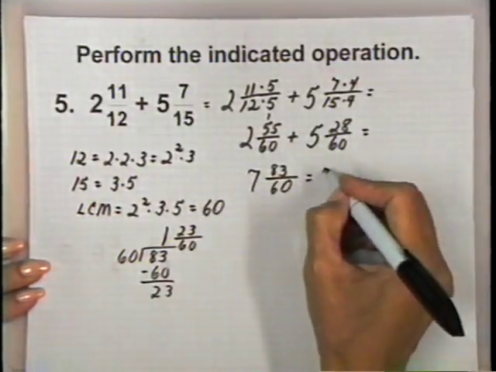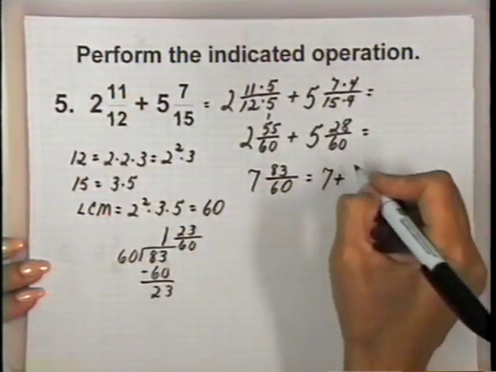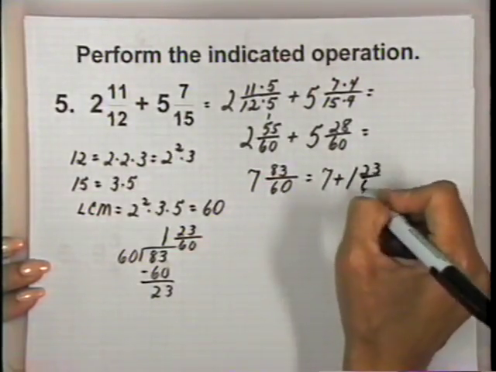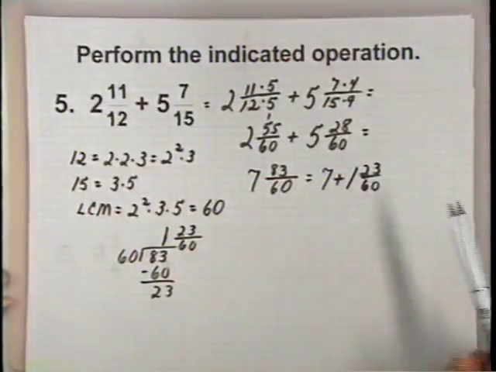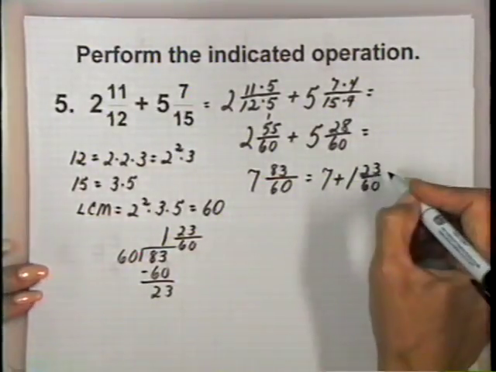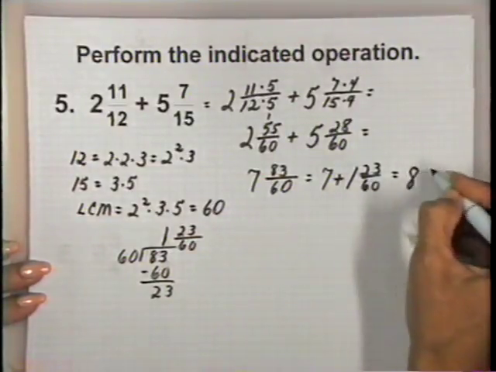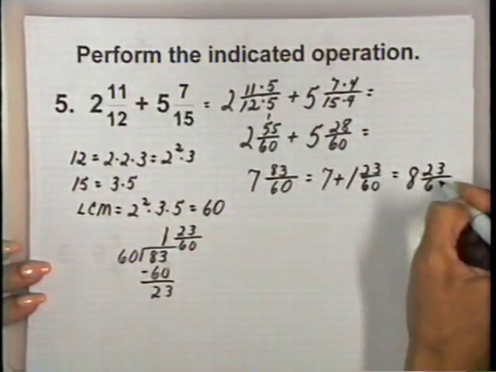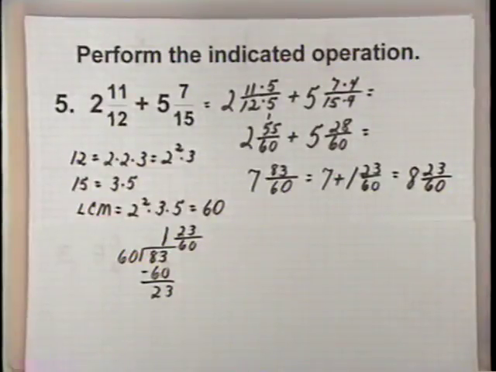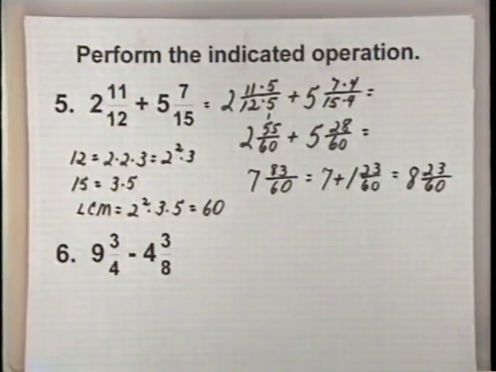So I have 7 plus 1 and 23 sixtieths, since 1 and 23 sixtieths is equivalent to 83 sixtieths. Combining these, I have 7 plus 1 is 8, and I write my fractional part of 23 sixtieths. Now, is 23 sixtieths reduced? And the answer is yes, it is. So my answer here is 8 and 23 sixtieths.